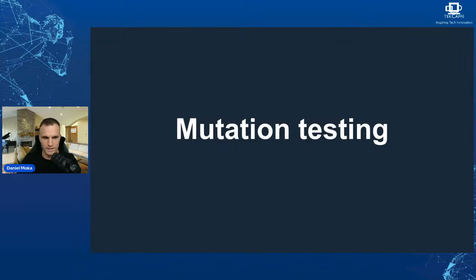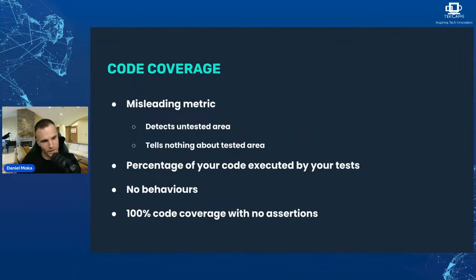So mutation testing, what is it? Before we get into mutation testing, let's talk about code coverage, because we can understand mutation testing only if we understand code coverage. First of all, code coverage is a misleading metric. It is not a quality metric. Code coverage can help detect untested areas of the code, but it tells nothing about the tested areas. Basically, code coverage is just a percentage of your code executed by your tests. That's it, nothing else, just the percentage of your code executed.